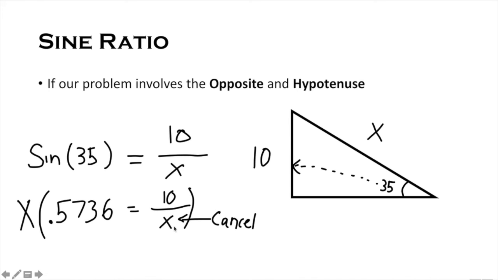Okay, so if that's gone, then what we're left with is 0.5736x equals 10. And in order to get x by itself, we need to divide by whatever's in front of x. So that would be 0.5736. Again, this is super basic algebra principles.